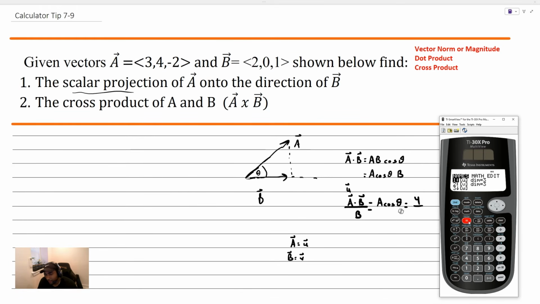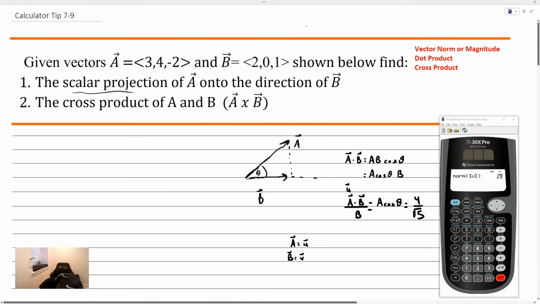Second vector, we're going to click on the norm or magnitude. That's option 3 here. We're going to plug in that vector V. V represents B, and it's the square root of 5, and that makes sense, right? 2 squared plus 1 is 5. The square root of that is the square root of 5. So the result of question number 1, 4 over the square root of 5, is the answer to that question.